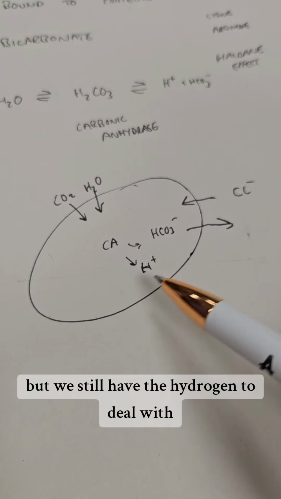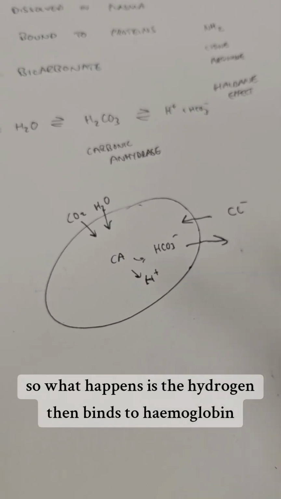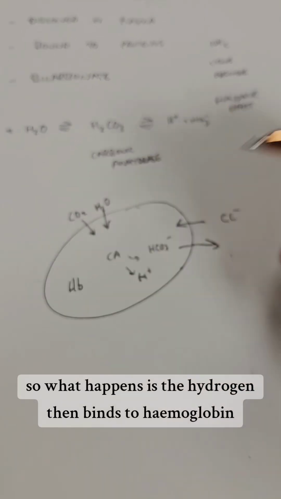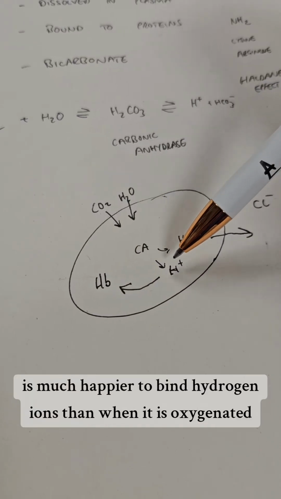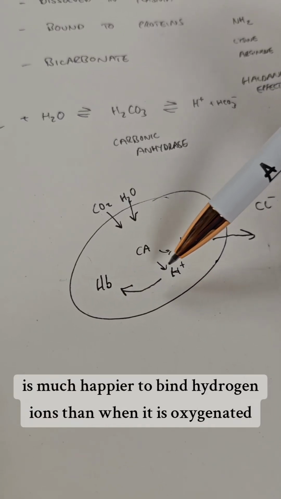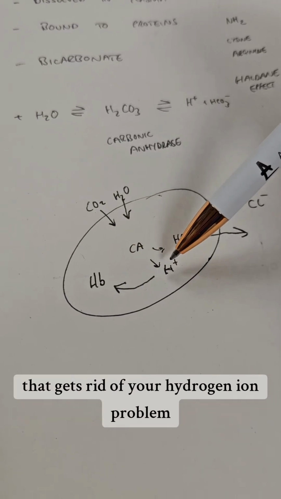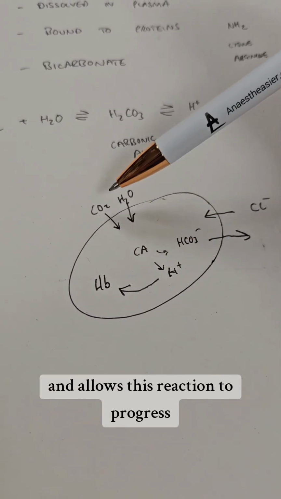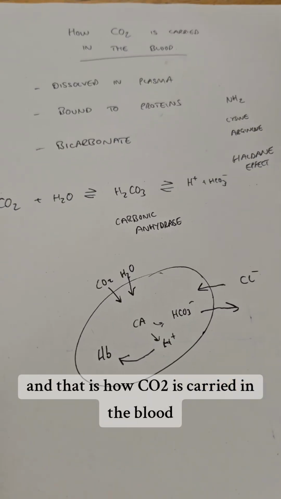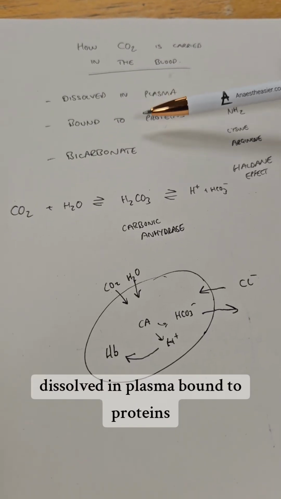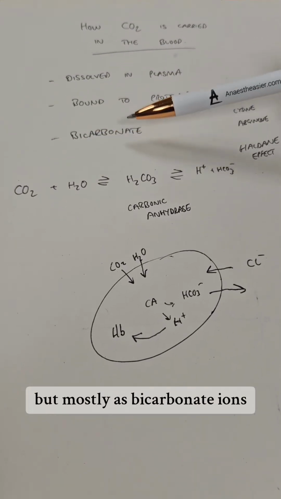But we still have the hydrogen to deal with. So what happens is the hydrogen then binds to hemoglobin, and hemoglobin, once it's deoxygenated, is much happier to bind hydrogen ions than when it is oxygenated. That gets rid of your hydrogen ion problem and allows this reaction to progress. And that is how CO2 is carried in the blood. Dissolved in plasma, bound to proteins, but mostly as bicarbonate ions.